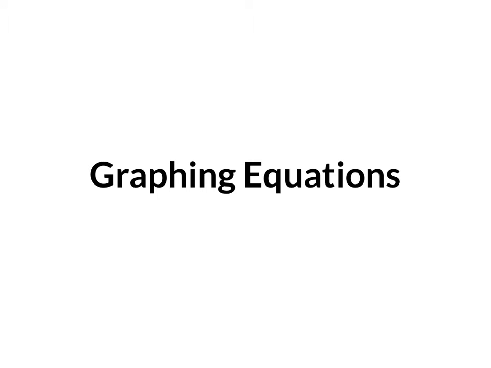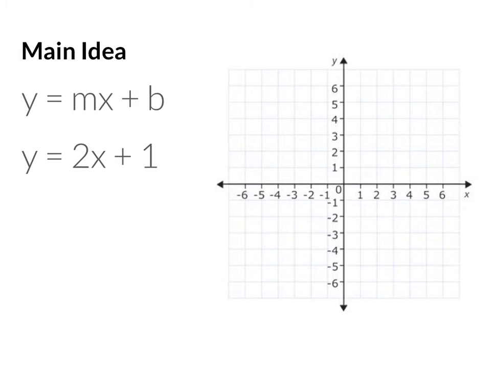Today's lesson is on graphing equations. This equation is written in slope-intercept form. This means that our m is our slope, and the plus b, the b, is our y-intercept. We start with our y-intercept of 1. This means that it's going to hit the y-axis at positive 1, which is here.